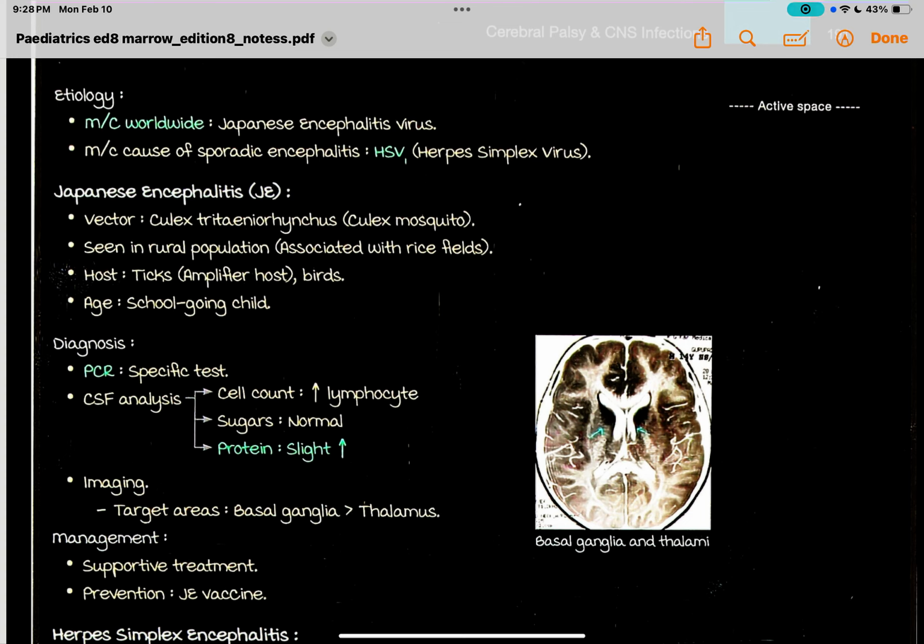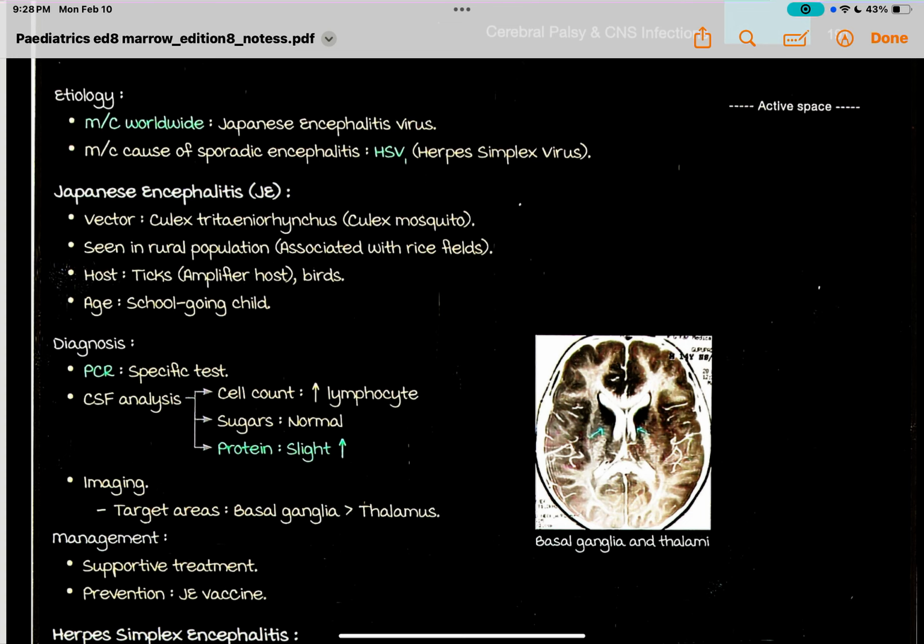Most common cause of sporadic encephalitis is herpes simplex virus. Sporadic meningoencephalitis, which virus? Herpes simplex virus type 1.